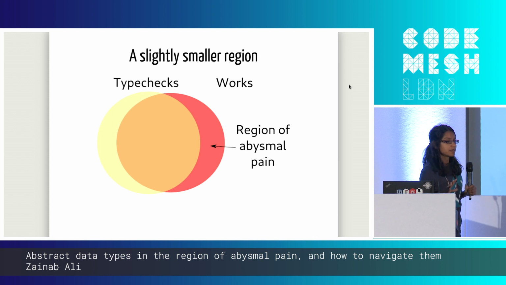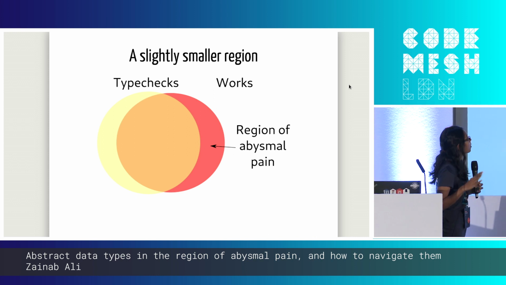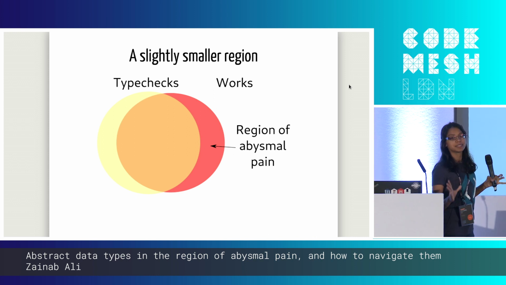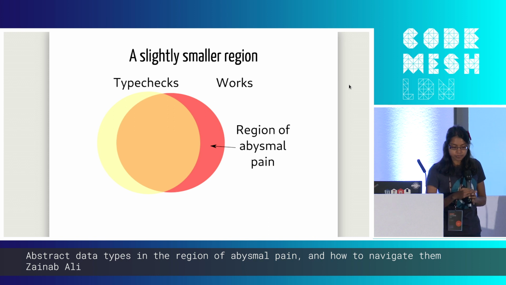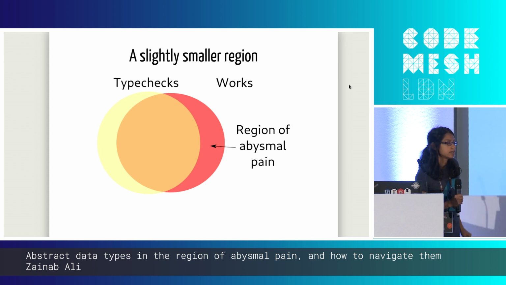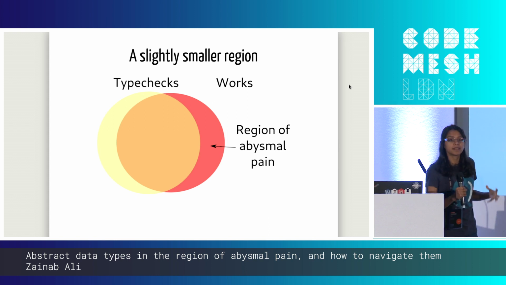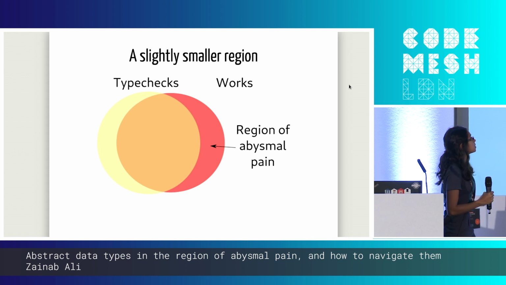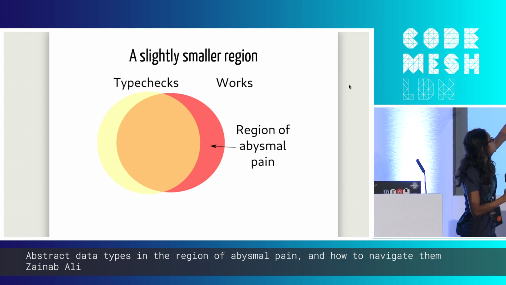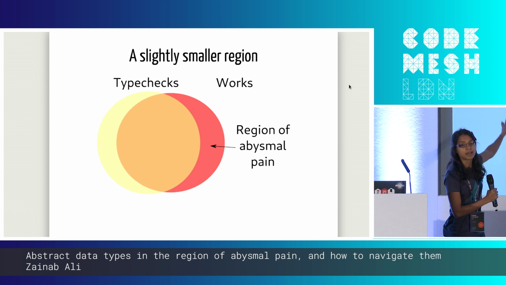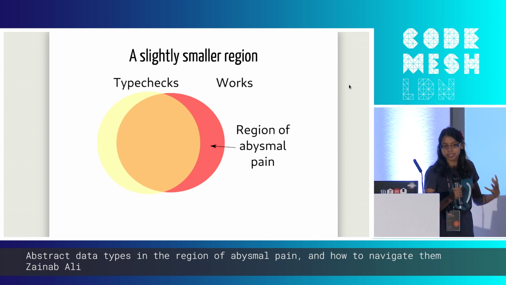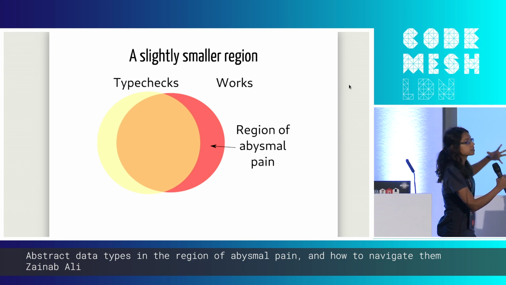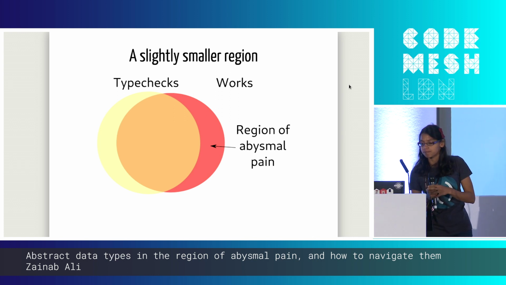And so at the end of this, I hope that we now have a slightly smaller region of abysmal pain. We've managed to make our code type check that previously didn't. We've managed to eliminate the bugs that we had with infinite recursion. So the code that previously type checked but didn't work, we've written less of that too. And I think that languages like Idris kind of help us move these circles together.